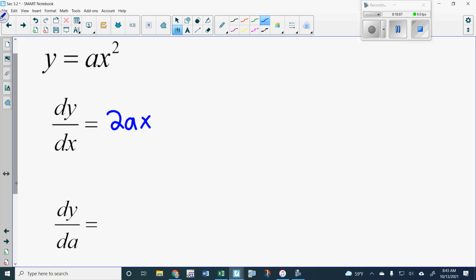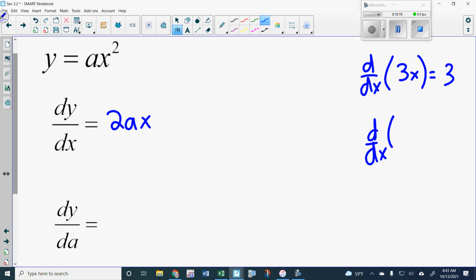So let me ask you this. What is the derivative of 3x? So if I had the derivative of some number times x, what's that derivative? Whatever that number is. So this is just x squared is effectively some number. It's not the variable. So my derivative is just x squared.